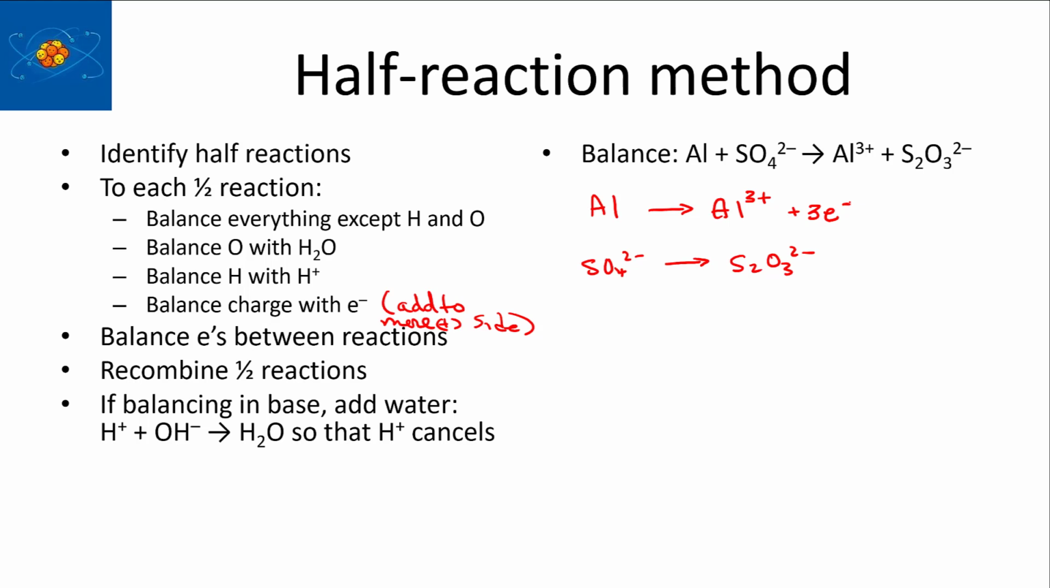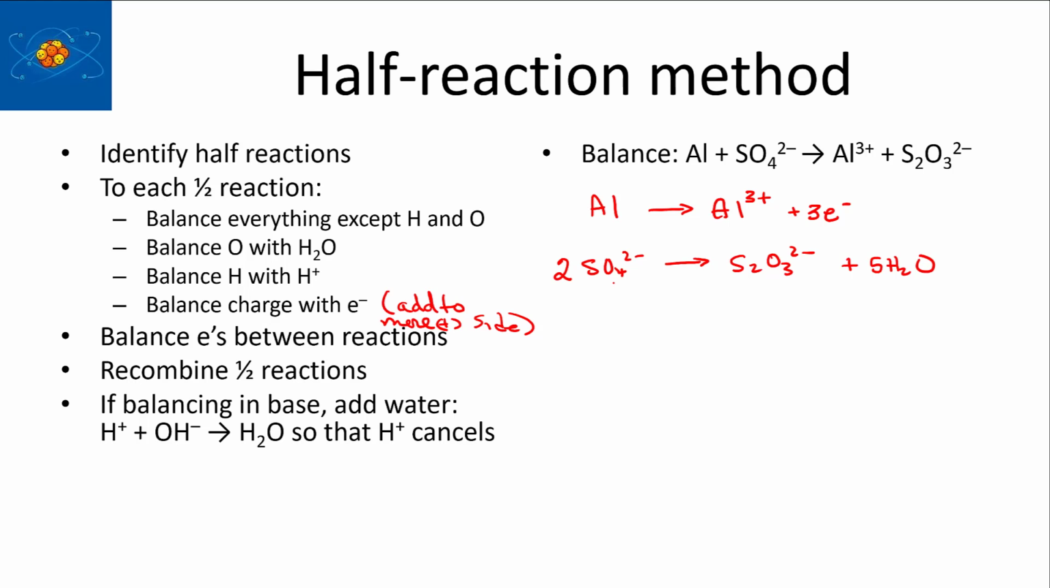Now what I have to do is apply these rules to the sulfate thiosulfate reaction. So what I'm going to do is balance everything except H and O, and since I have two sulfurs in here, I'm going to put a 2 in front of the sulfate like this. The next thing I'm going to do is balance oxygen with H2O. So now if you look over here, there's 8 oxygens, 2 times 4, but I have 3 oxygens here. So I have 8 oxygens, I have 3 oxygens, that means I need 5 H2Os like this. And that balances my oxygens.